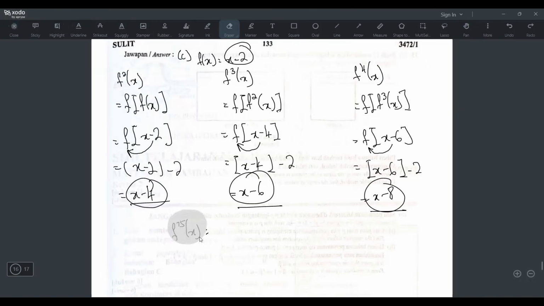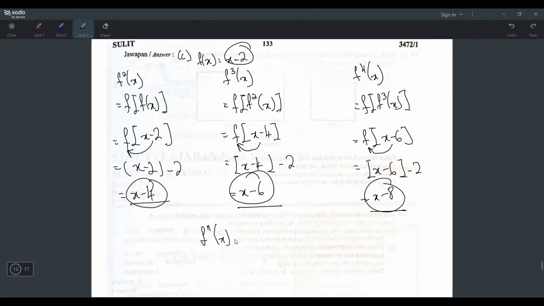Okay, so I will erase this first. I will try to write out the formula for f power nx, right? So I want you to notice here, I will use red color. When this is f power 1, it's x minus 2. When it's f power 2, it's x minus 4. When it's power 3, it's x minus 6. When it's power 4, it's x minus 8. So there is a pattern to it. Doesn't matter what the f power is, it's always x minus something.